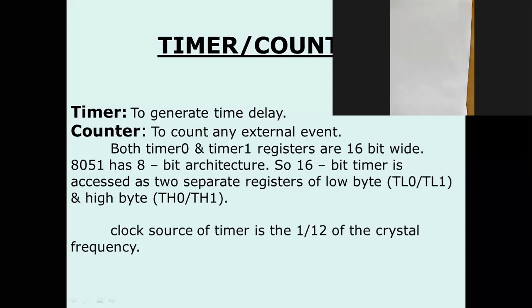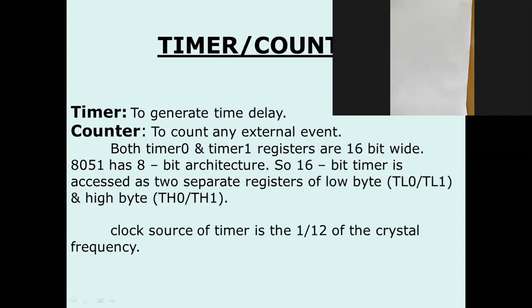But in counter operation, for example, suppose your target is to jump 100 times. In that case, you are counting like 1, 2, 3, 4. So this is an external event. Someone is counting that you have completed your jump 50 times or 60 times. So this is the difference between timer and counter.